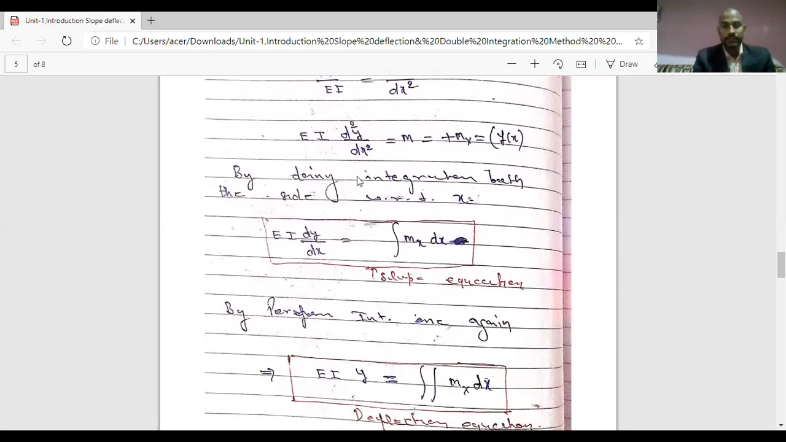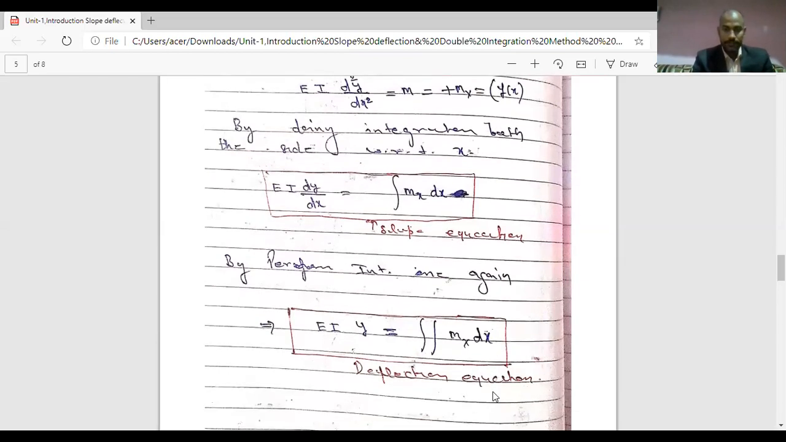Again, integrate this equation with respect to x. Here we derive the deflection equation: EIy equal to double integration Mx dx. This equation is called the deflection equation. So learn both equations, the slope equation and the deflection equation.